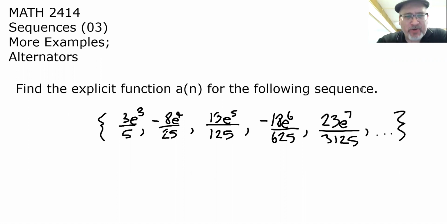Pretty jacked up sequence. We start with 3e to the third over 5. And the next term is negative 8e to the fourth over 25, followed by 13e to the fifth over 125, then negative 18e to the sixth over 625, and then the fifth term is 23e to the seventh over 3,125. All right, there's a lot going on in this sequence, but the trick is to look for patterns in individual pieces.